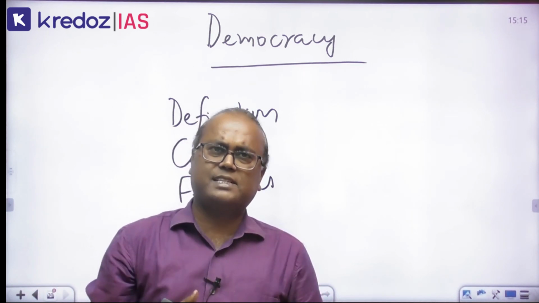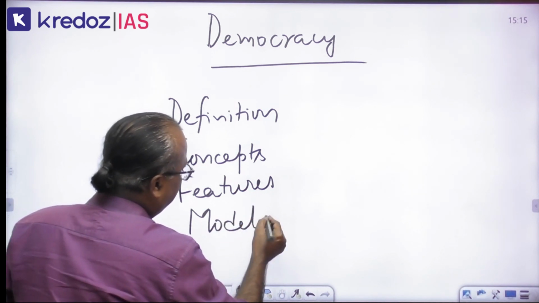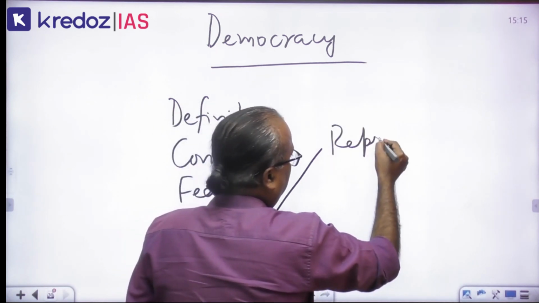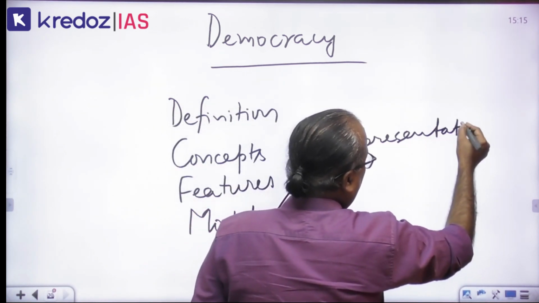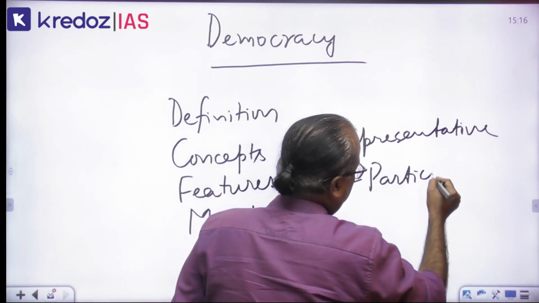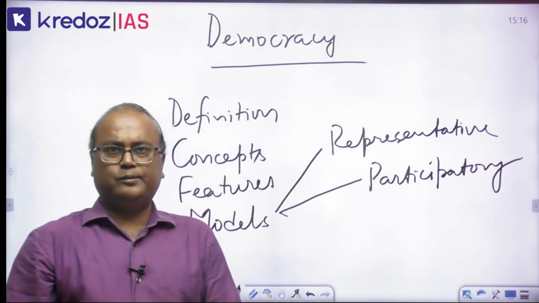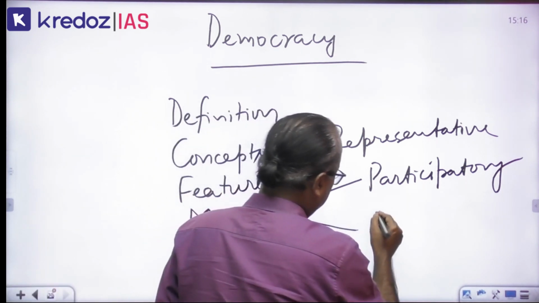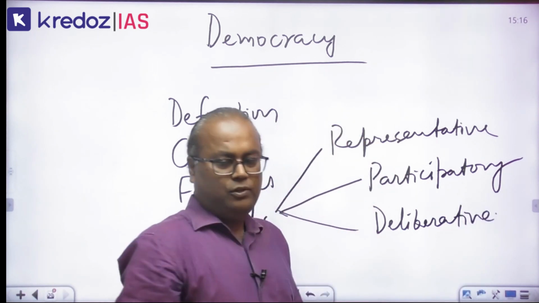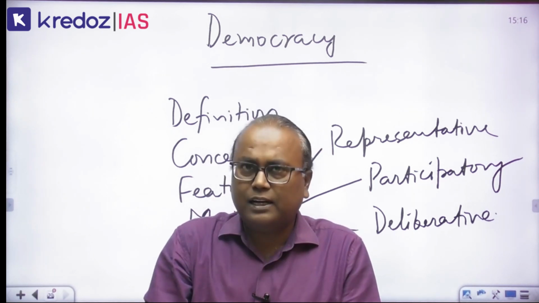Once we are able to understand the features of democracy, then we will understand what are the different models of democracy, like representative, participatory, and then the deliberative. Okay, so these are the things we are going to cover in the section related to democracy.